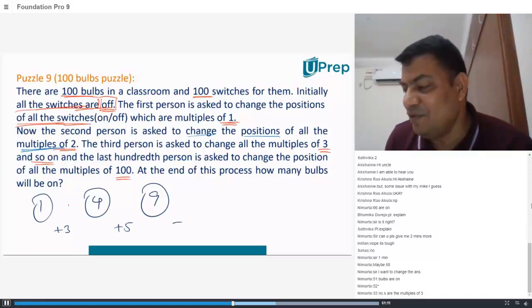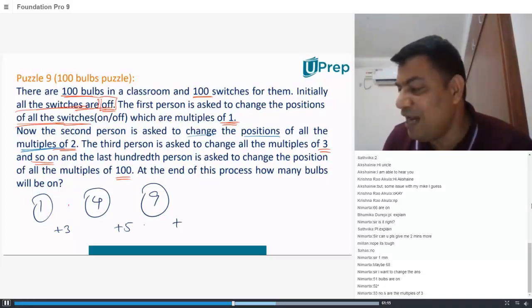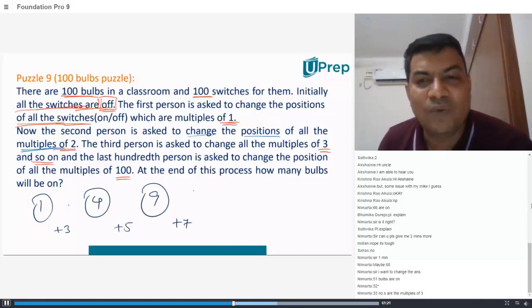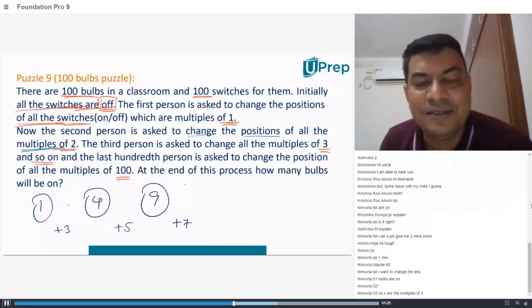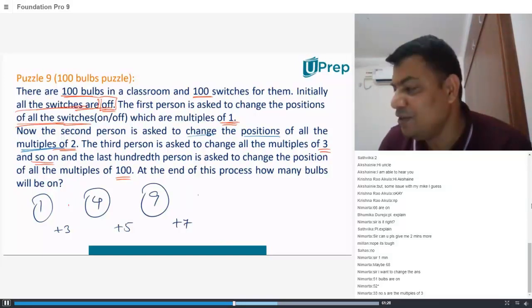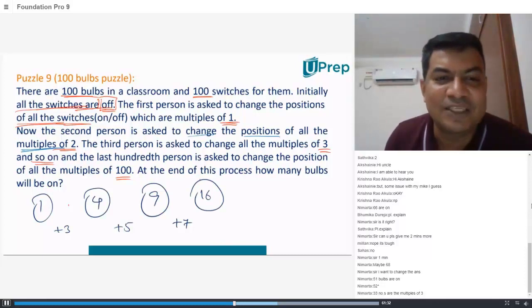Using this pattern, what should be added? 7. If you add 7 to 9, what is the next number? 16. So you can see the pattern already. 1, 4, 9, 16. What is the pattern?